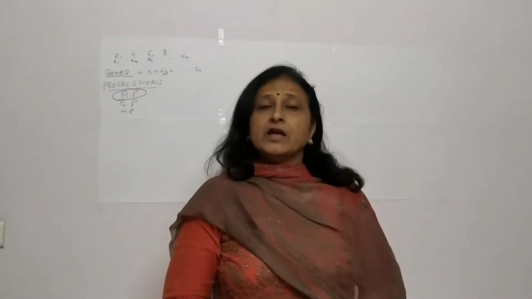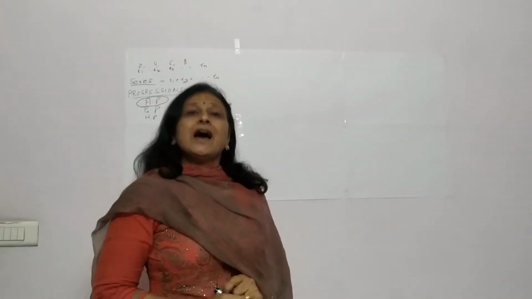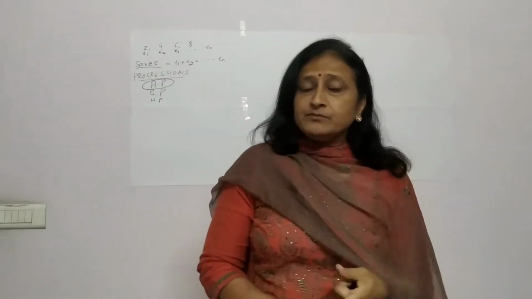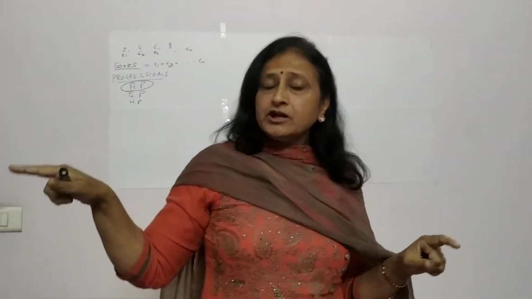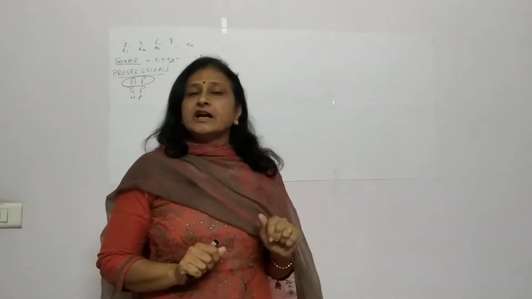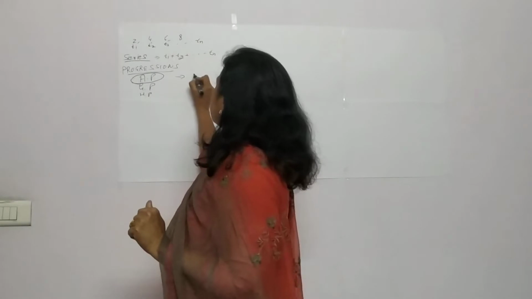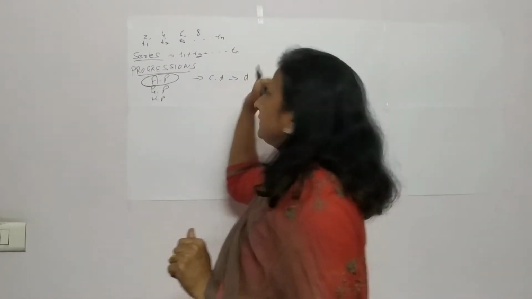Now what is an AP? The terms of the sequence are said to be in arithmetic progression if the difference between any term and its previous term remains constant throughout the sequence. It is known as an arithmetic progression, and this constant is defined as the common difference. It is represented by D.